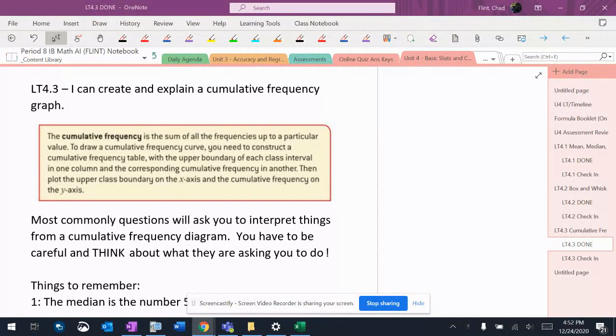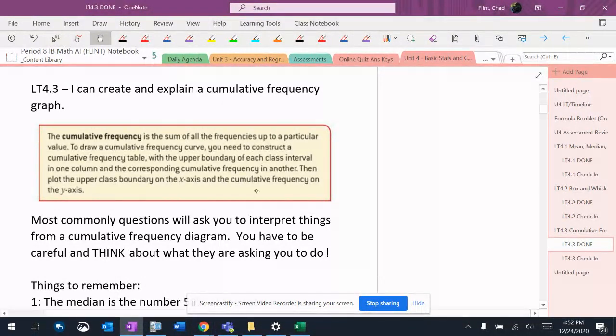And we want to be able to deal with these. Drawing a cumulative frequency curve is what I usually call it, but it's a graph also. Cumulative frequency graph isn't asked very often, but they constantly want you to be able to take things off of the cumulative frequency graph and put it into a table or answer a question.